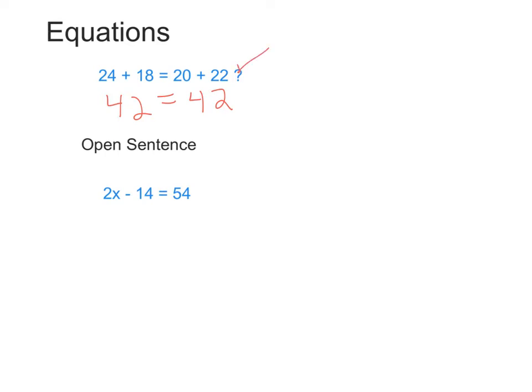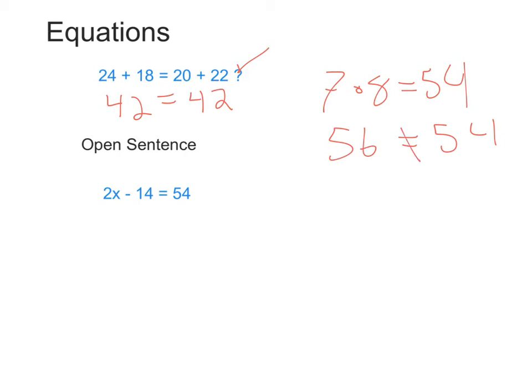We could theoretically have false equations, equations where the equality does not hold true, such as 7 times 8 equals 54. It doesn't. 7 times 8 equals 56, and 56 is not equal to 54. So that would be a false equation.